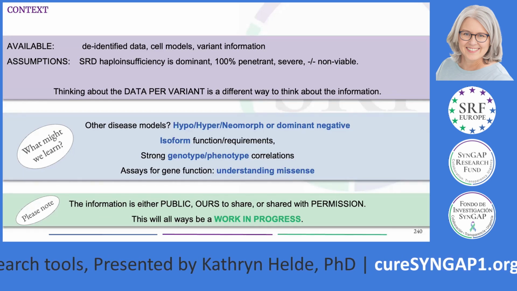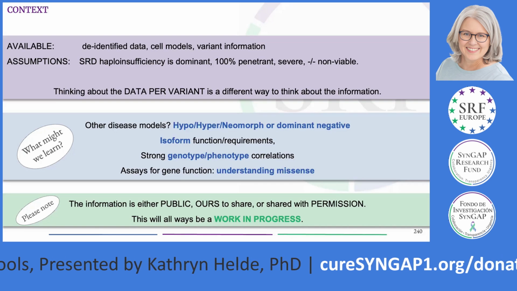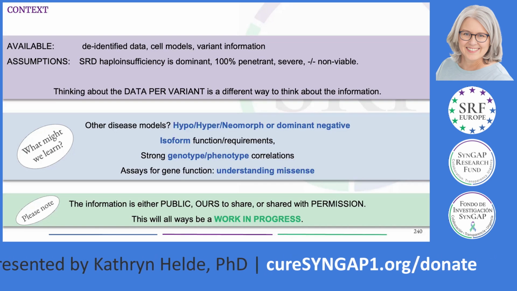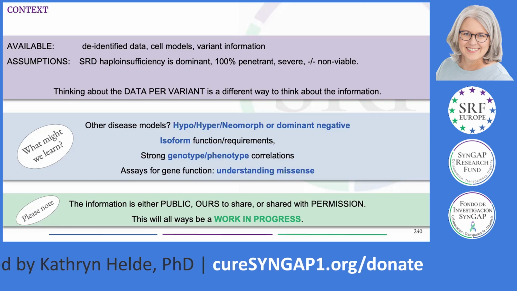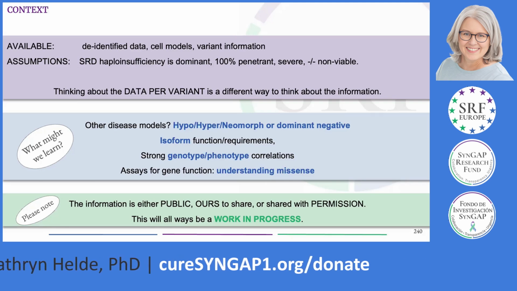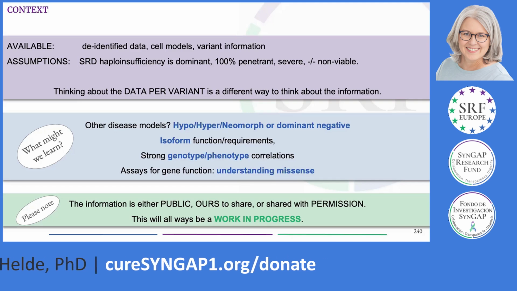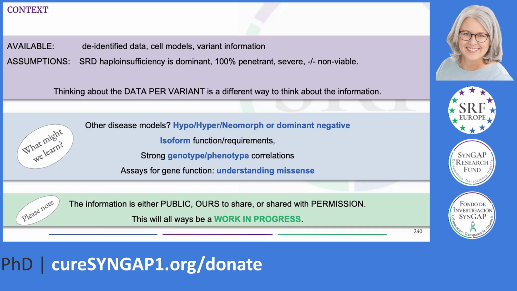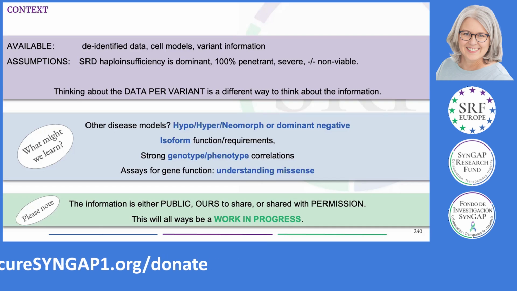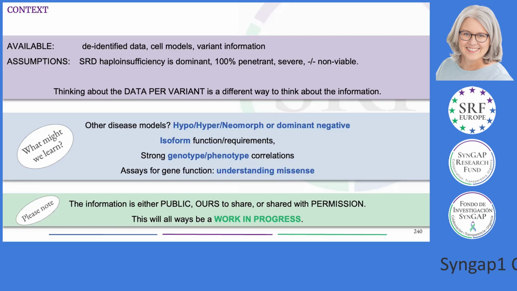What we have available to us as a patient advocacy group is de-identified data and variant information. And what we can help make are cell models. We are starting with the assumption that SYNGAP1 related disorder is a haploinsufficiency, it's dominant, it's 100% penetrant, it's severe, and one of the hallmarks of its severity is the homozygote is non-viable. So as a basic scientist, the switch to thinking about the data per variant is a different way for me to think about the information.